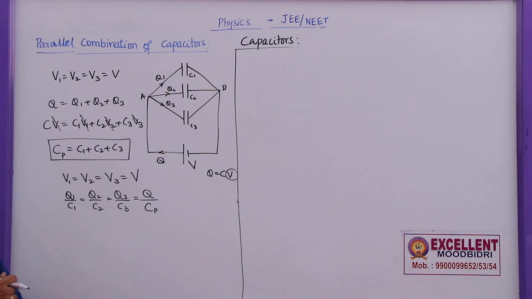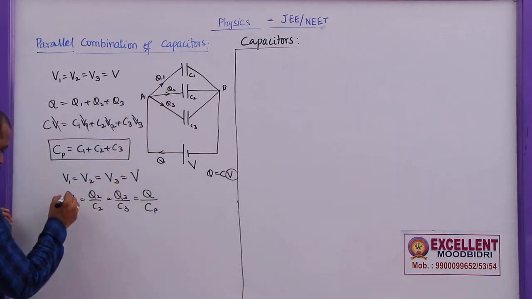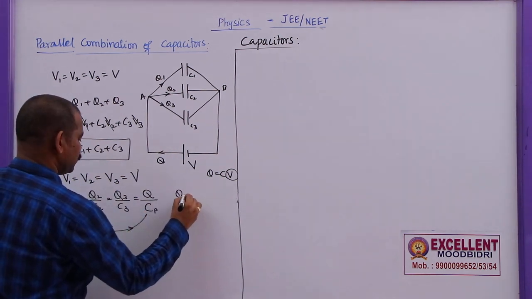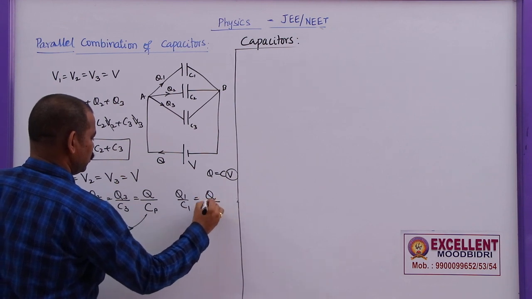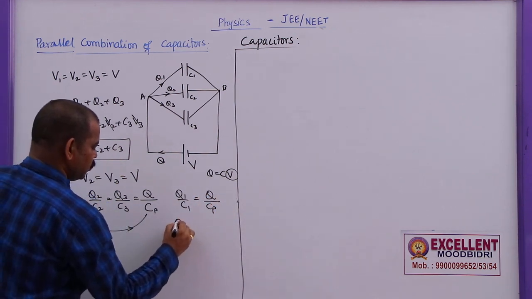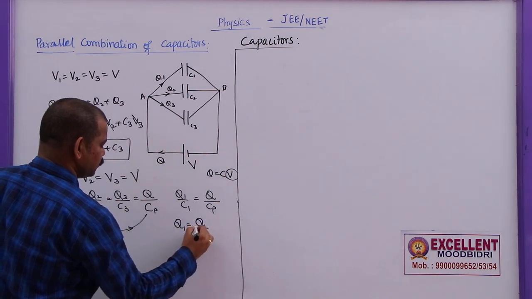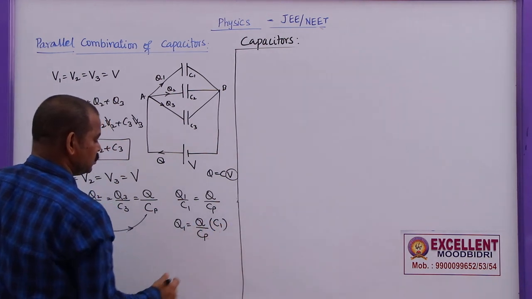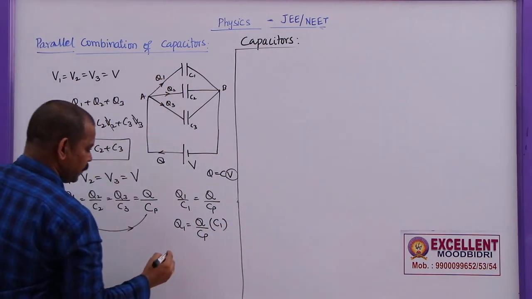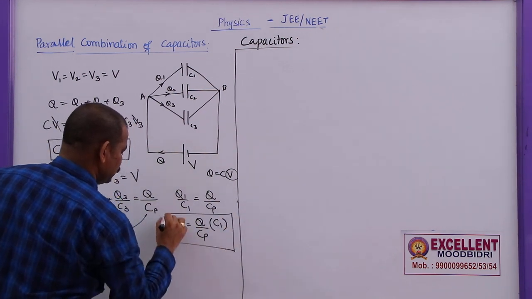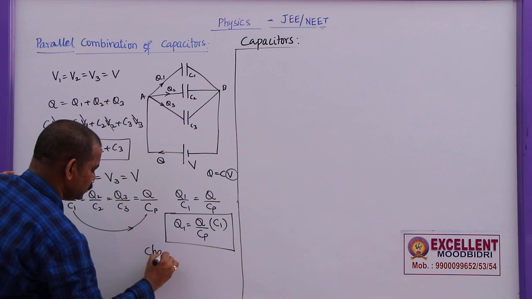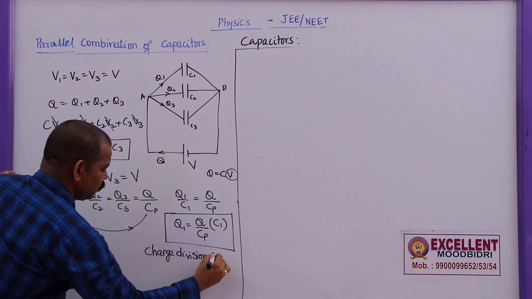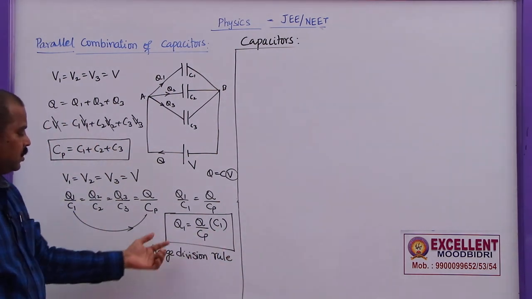Now, if I wish to find out the charge that is passing through the first branch, that is Q1, let me take these two equations. This will become Q1 by C1 is equal to Q by Cp. So, what is Q1 here? Q1 is nothing but the total charge divided by the effective capacitance of the parallel combination, multiplied by the capacitance of the capacitor in which this charge Q1 is passing. So, this is called the charge division rule or formula in parallel combination. Based on this, charge divides.